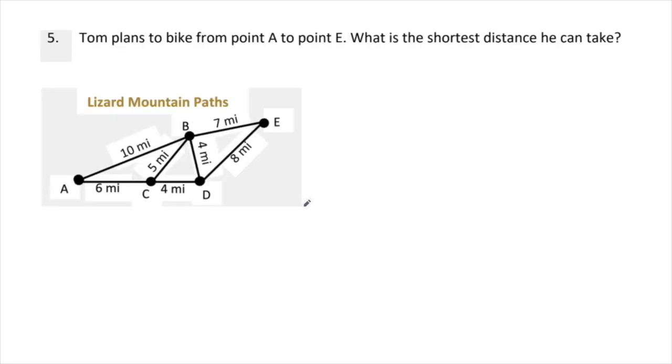For this problem, we need to figure out the distance between point A and point E. We can do that by testing out different ways to go from point A to point E, and we see that ABE is the shortest way. So let's figure out the distance of ABE. The distance between A and B is 10, and the distance between B and E is 7. So we can do 10 plus 7, and we get 17. So the answer to this problem is 17 miles.